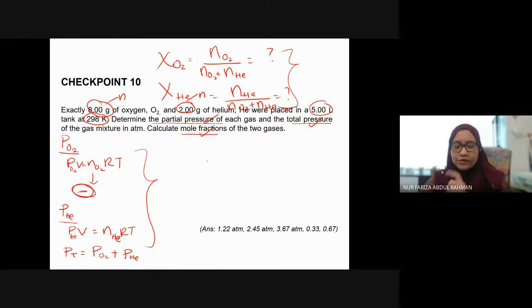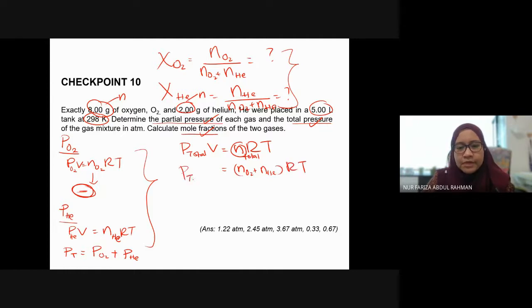But to find out the P total, an alternative to this one is you can start by finding the P total first. If you are using the P total, that means P total, PV = nRT, the same, you're going to be using PV = nRT. It's just that the n needs to be the n total. The mole should be the total mole, which is mole of oxygen plus mole of helium. Okay, you will get P total. So you will get P total here.